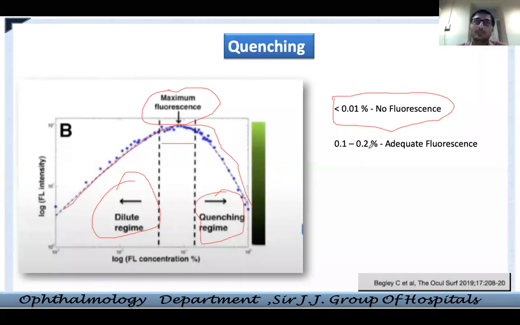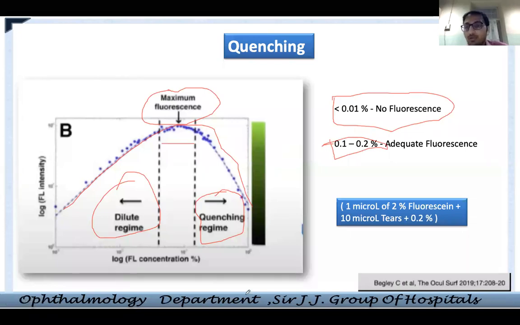Now I told you for fluorescein specifically that the strip we are using is almost 2%, but we want to come to this golden number of 0.1 to 0.2%. How can we do that? It's very simple. Like I told you, a normal tear film has 10 microliters of volume, and you just try to put 1 microliter of your 2% fluorescein. You don't put more, you don't put less. This will give you almost 0.2%. How to achieve this, I will also tell you, but this is the theoretical calculation behind all the practical activities that we do.